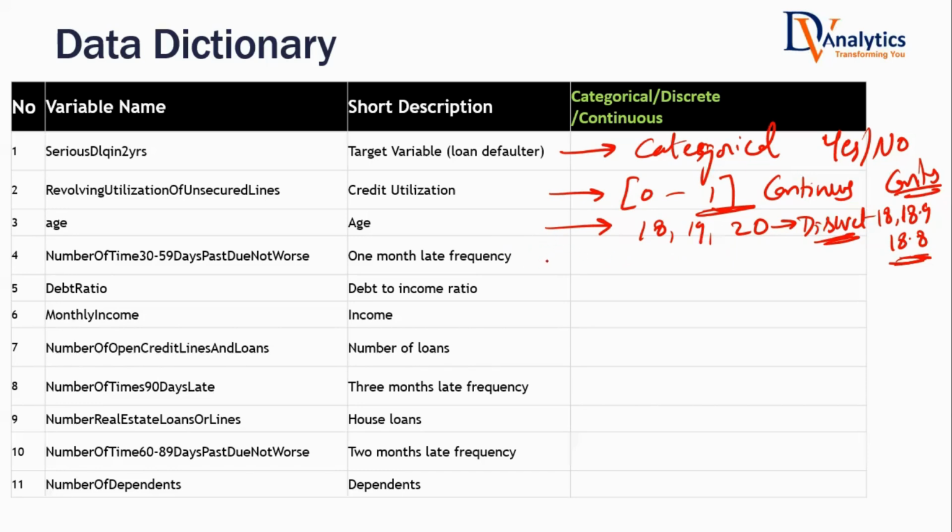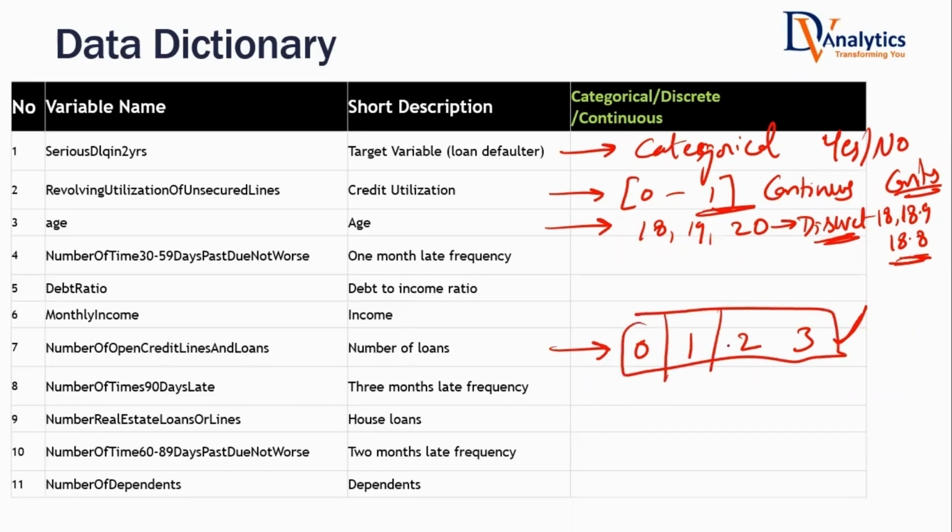So what do you mean by discrete, sir? Discrete means, let me take an example of number of loans. What are the values that it can be taking? 1, 2, 3, whole numbers: 0, 1, 2, 3. Can the loans be 1.5, 1.8, 1.9? No, sir. Then we call these variables discrete. They take only limited values. Can you identify some other discrete variables in this data?